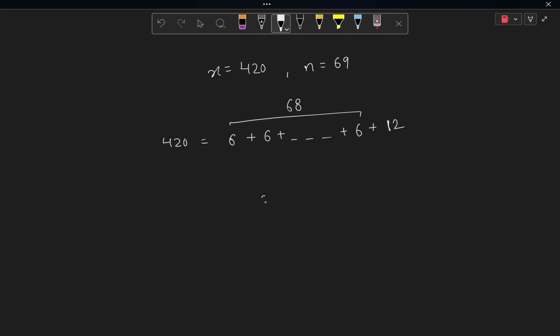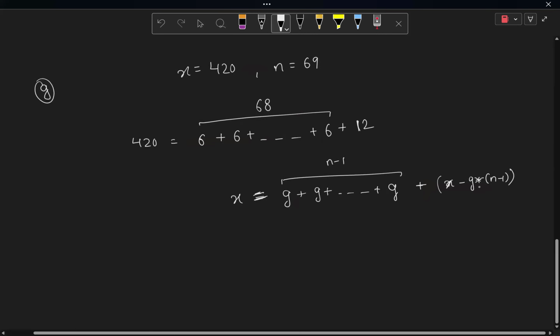Basically, I can say x is equal to nothing but, just assume that your answer is equal to g at the end. Then you can split x as g plus g coming up till n minus 1 number of times. And then at the end, you will have x minus g into n minus 1. Like the value of the last number would be equal to this.